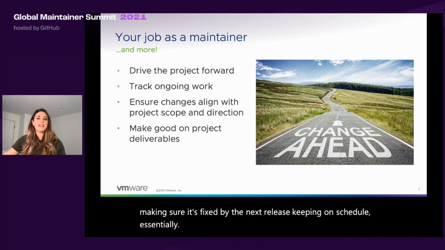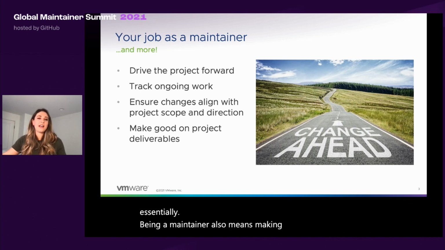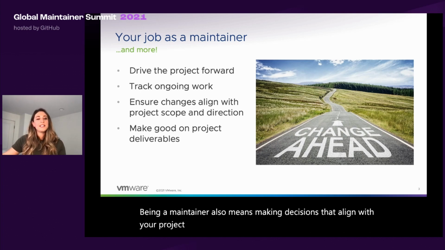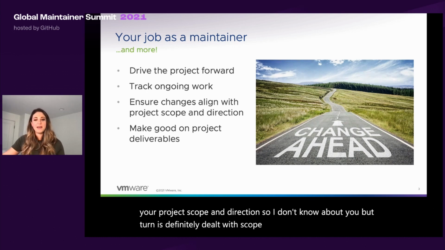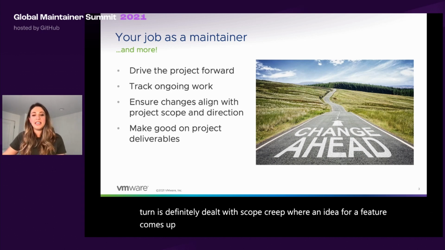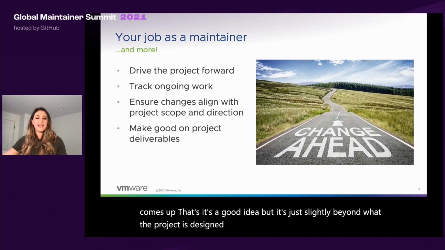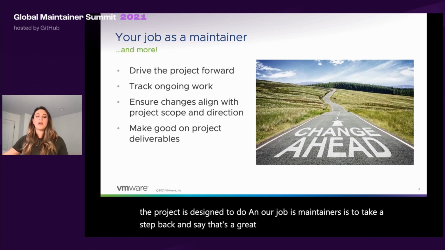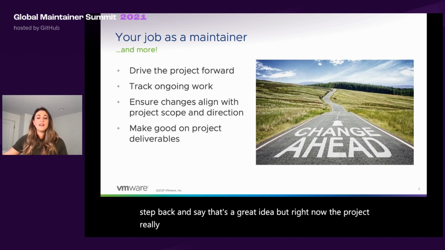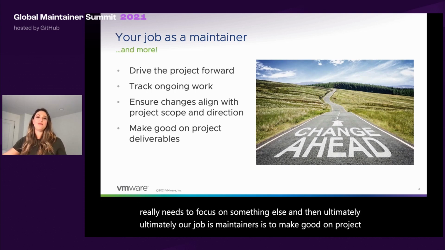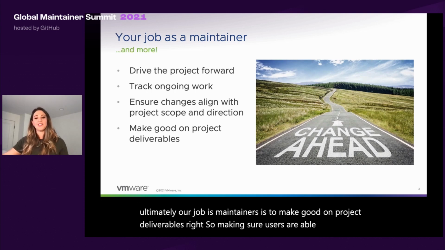Being a maintainer also means making decisions that align with your project's scope and direction. I don't know about you, but Tern has definitely dealt with scope creep, where an idea for a feature comes up that's a good idea, but it's just slightly beyond what the project is designed to do. And our job as maintainers is to take a step back and say, that's a great idea, but right now the project really needs to focus on something else. And then ultimately, our job as maintainers is to make good on project deliverables, right? So making sure users are able to actually use our projects.